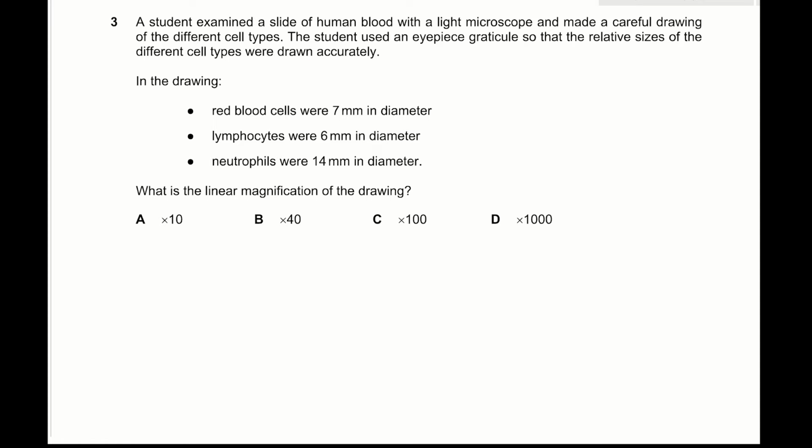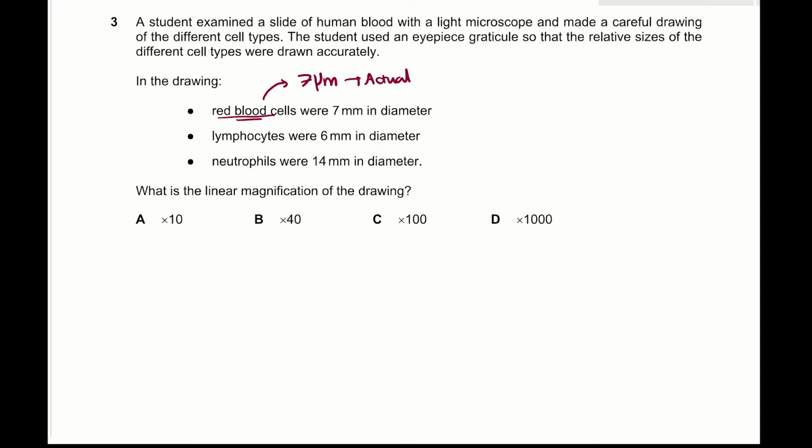Question number 3. A student examined a slide of human blood with a light microscope and made a careful drawing of the different cell types. The student used an eyepiece graticule so that the relative sizes of the different cell types were drawn accurately. In the drawing, red blood cells were 7 mm in diameter and so on. What is the linear magnification of the drawing? Now, this was also a very common misconception, but as we all know, and you should know this and memorize it, that red blood cells are actually 7 micrometers in diameter, and this is the actual size.